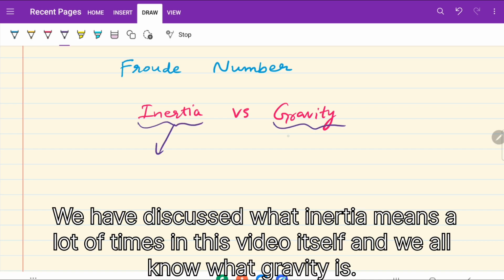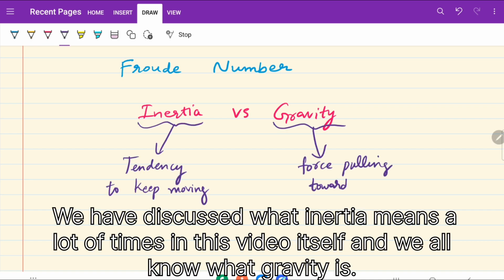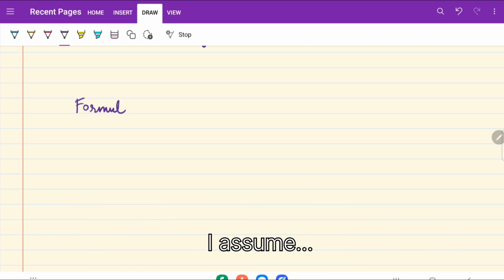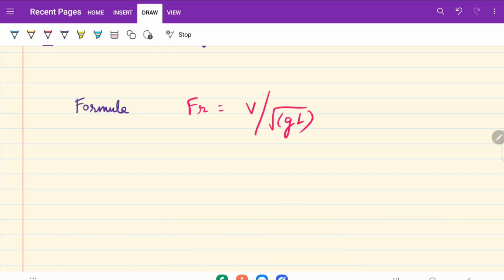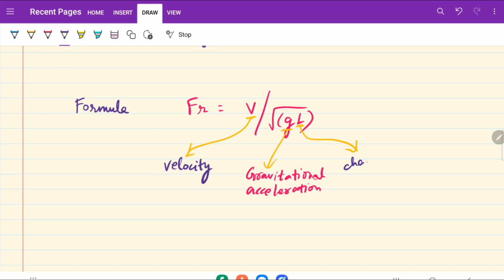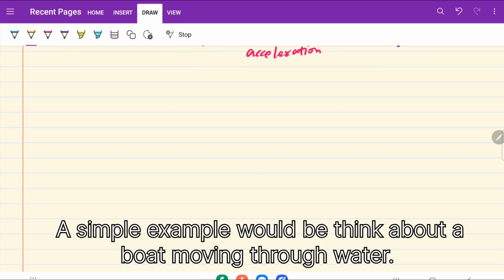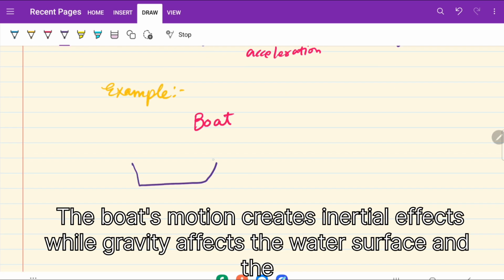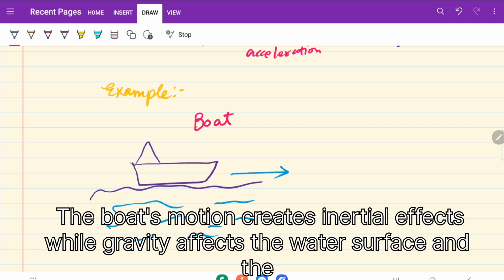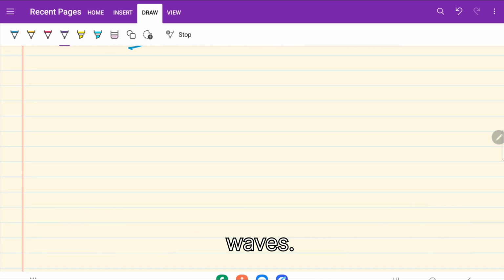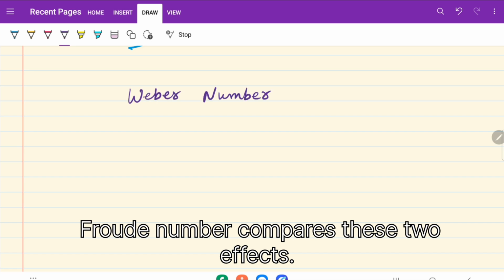We have discussed what inertia means a lot of times in this video itself, and we all know what gravity is, I assume. Coming on to the formula, it is v divided by square root of gL. V is the velocity, g is gravitational acceleration, L is characteristic length. A simple example would be, think about a boat moving through water. The boat's motion creates inertial effects while gravity affects the water surface and the waves. Froude number compares these two effects.